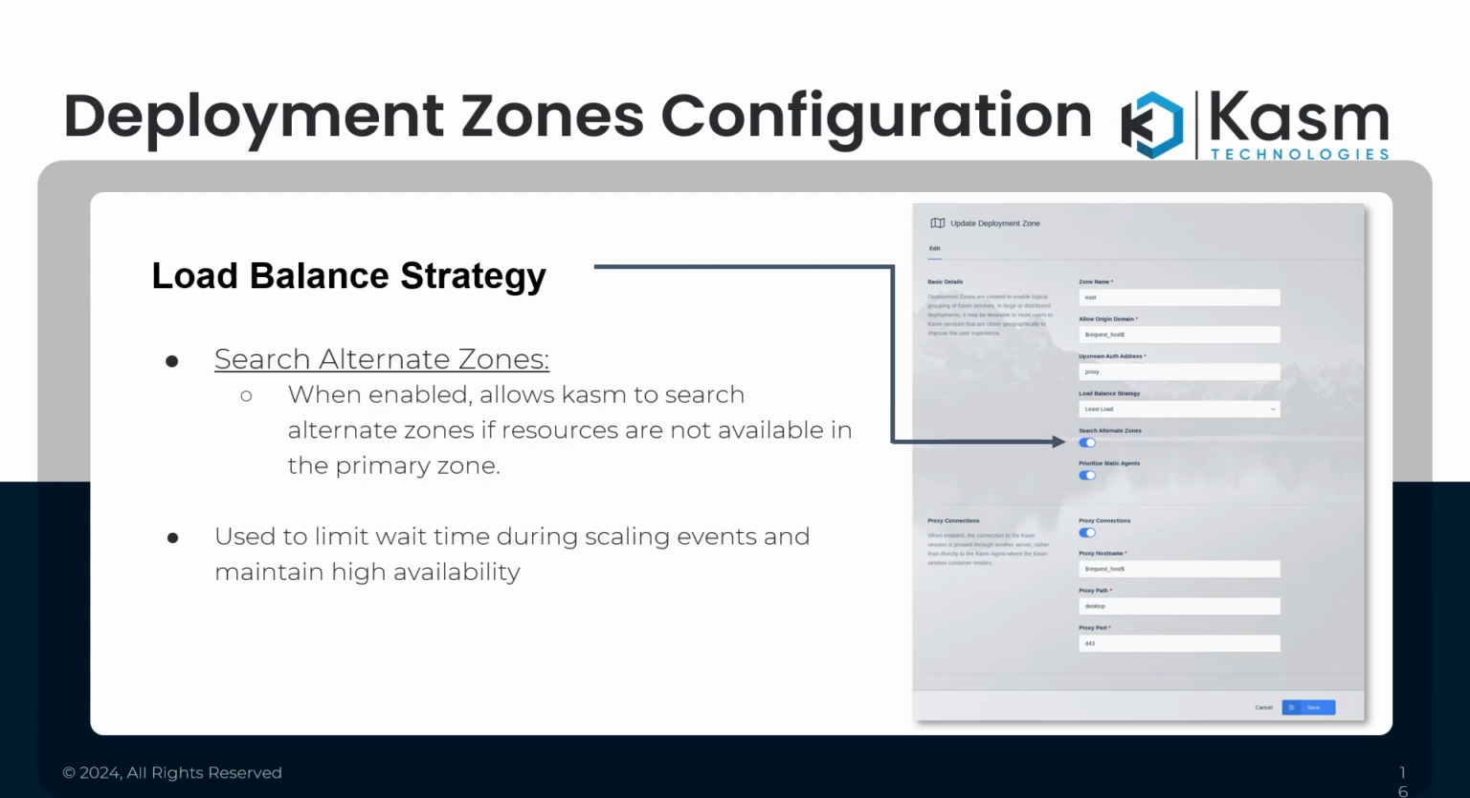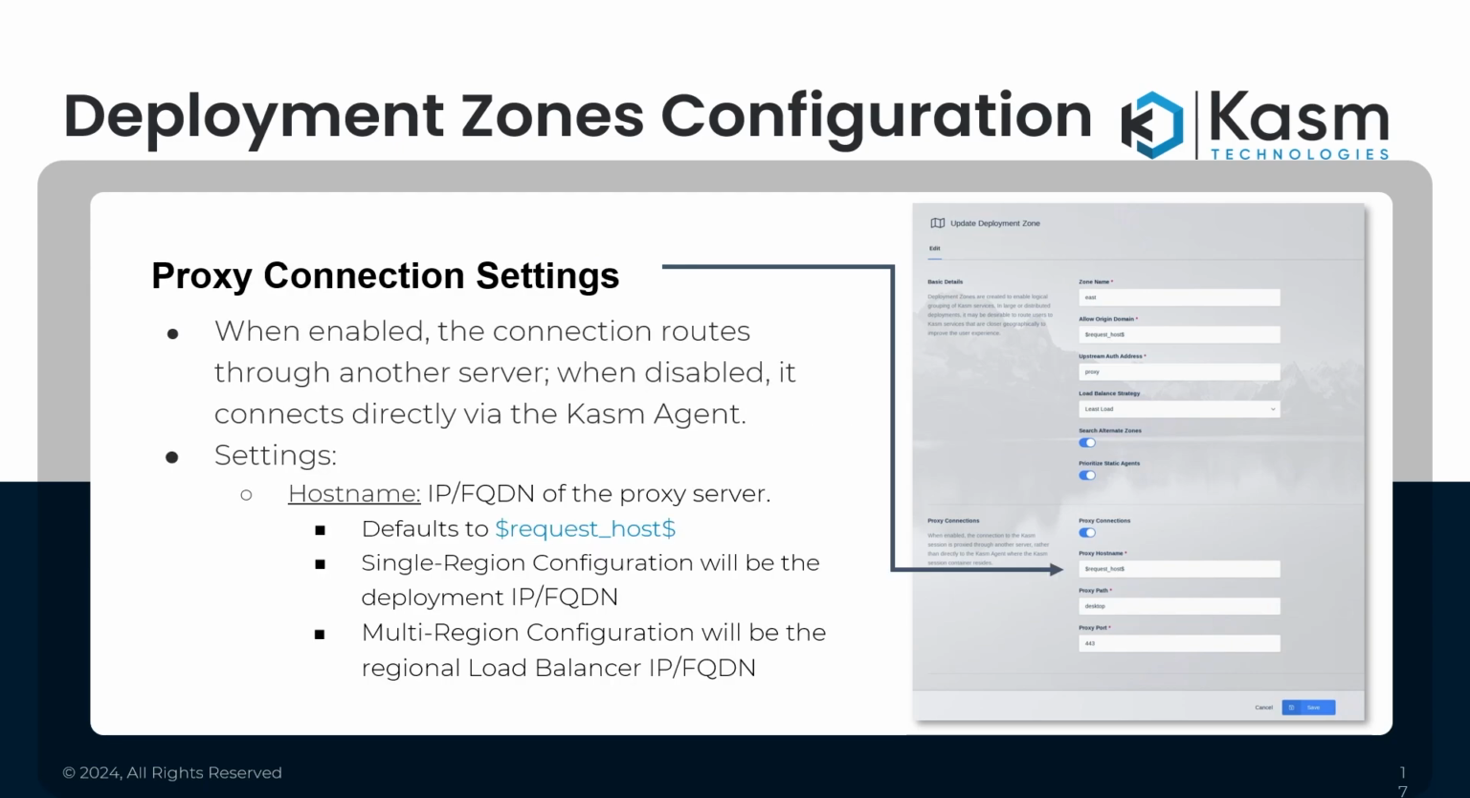The next setting you can configure is called the search alternate zones. If this is enabled, whenever a user requests a Kasm session within a certain zone, and if no resources are available in that zone, Kasm will try to create the session with the resources available in a different zone. This feature can be used to limit the wait time that you see during scaling events or whenever there's a high usage.